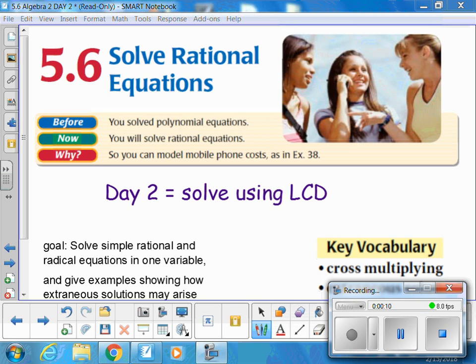We're learning 5-6 day two. Slightly more difficult than yesterday, but not as difficult as what we did in 5-5. We're gonna be finding common denominators, least common multiples, least common denominators, but not actually making them common denominators. And that's what's weird. We're gonna be using them to clear the fractions. So this first slide, there's nothing to write.